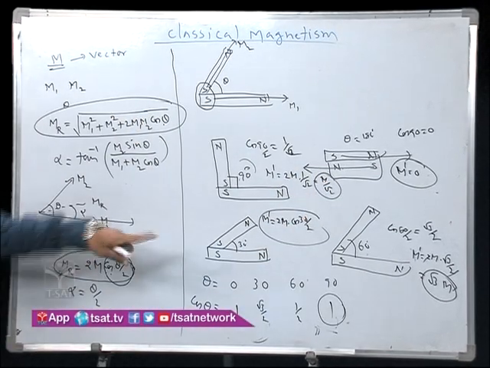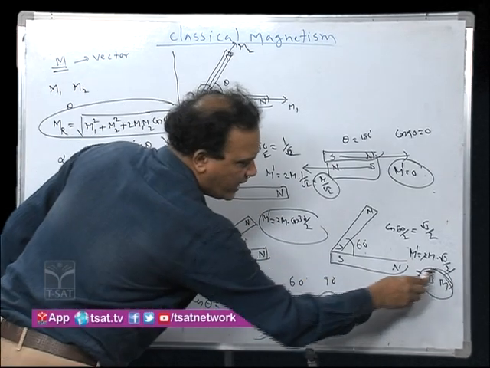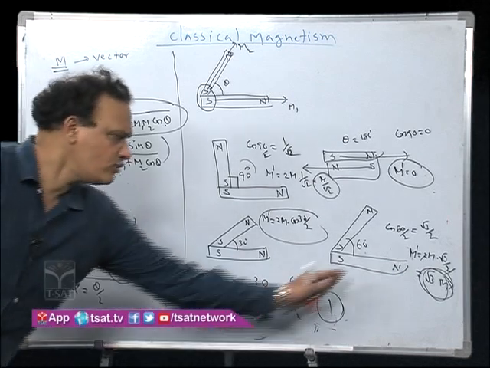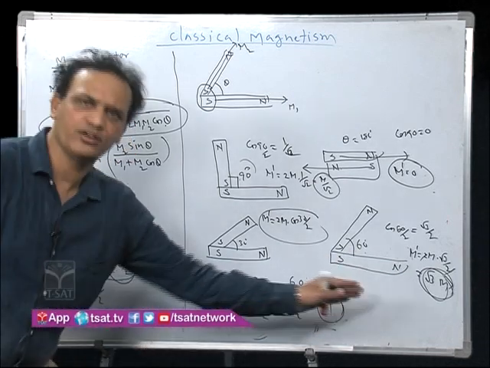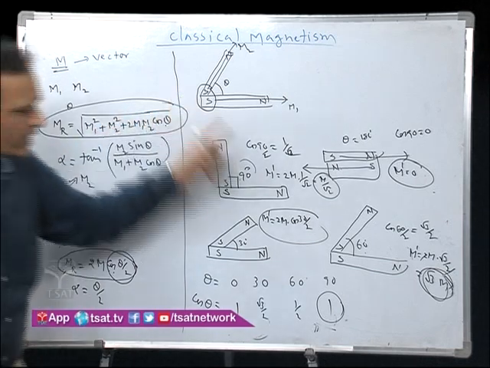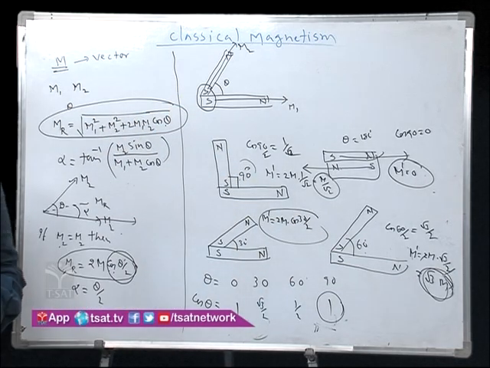So which one has more magnetic moment here? Root 3 times m. Or simply say that as the theta value increases, the cos theta value increases, and the resultant magnetic moment increases. So the answer is the fourth option.